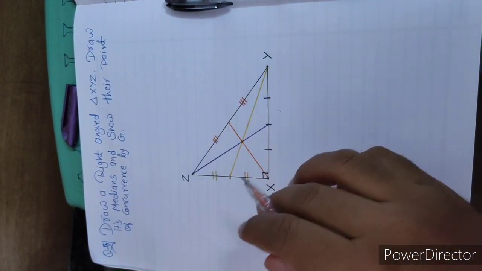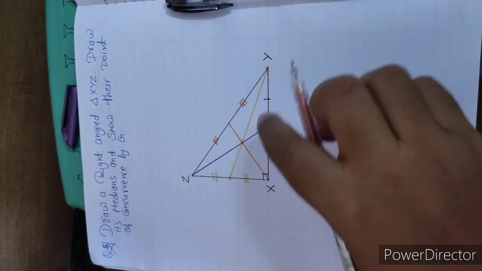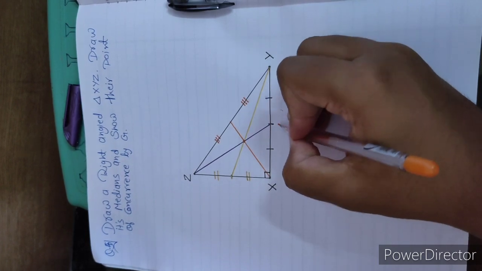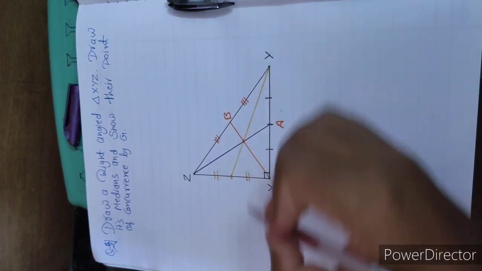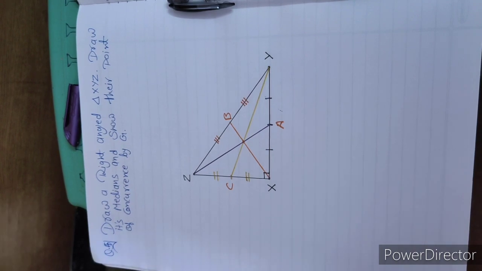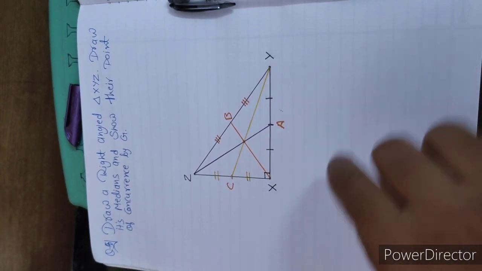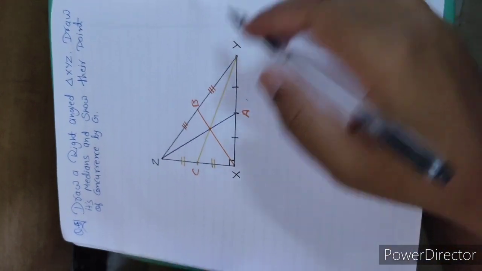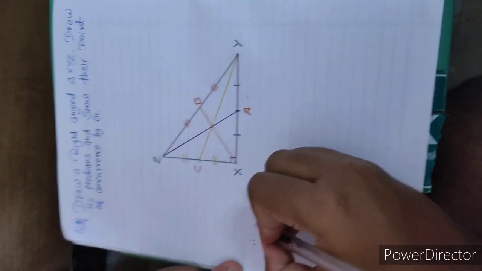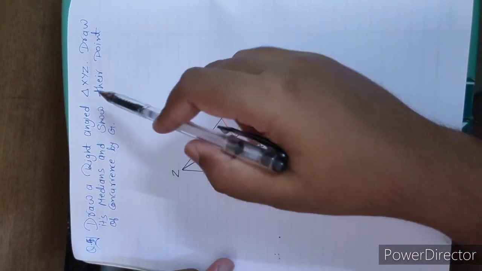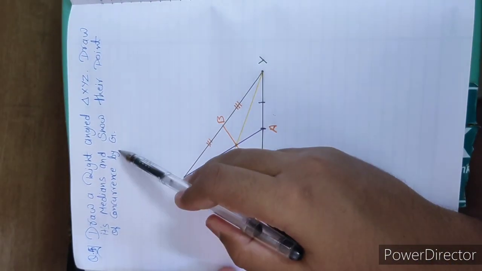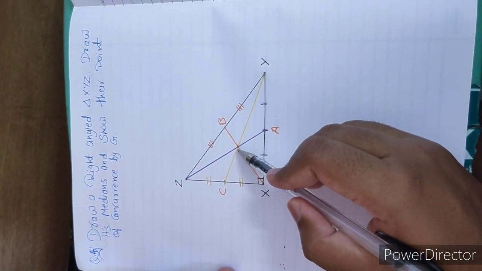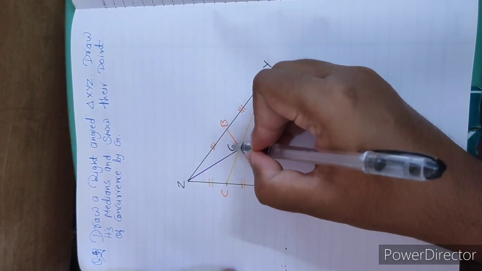Let's name the points intersected by the medians on the sides. Here we will denote them by A, B, C. In this way we have to draw medians of the triangle. In the end we will write what we have drawn in the figure. Looking at the question, we have to show the point of concurrence by G. What is the point of concurrence? The intersection of these three medians, so we will denote it by G.